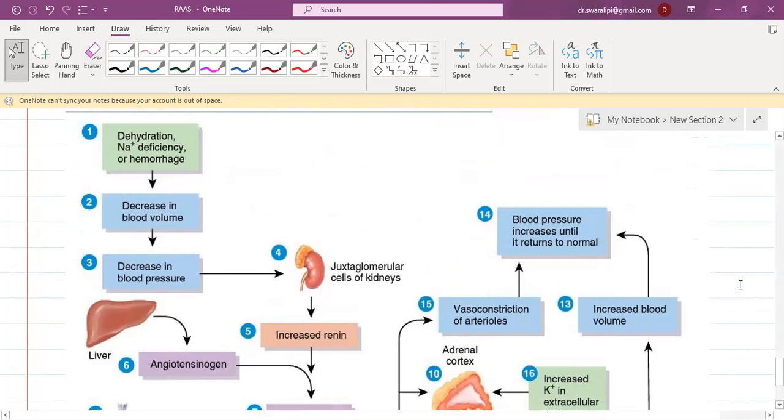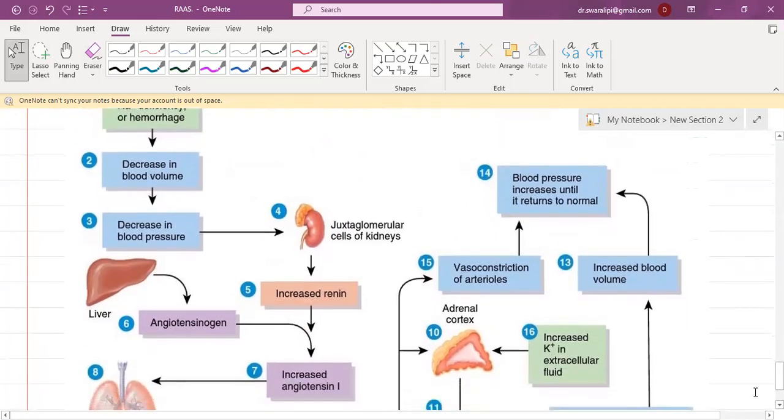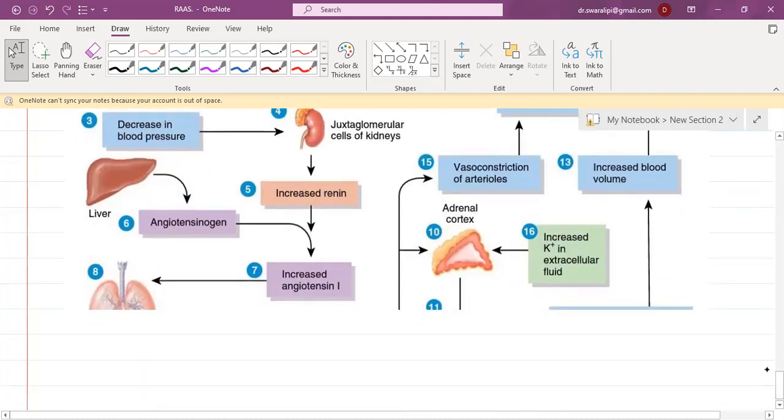Now this decreased blood pressure is perceived by the macula densa, which stimulates the juxtaglomerular cells of the kidney to secrete renin. This increased level of renin circulates in the blood, and when it passes through the liver, under the influence of the enzyme renin, angiotensinogen, a plasma protein secreted by the liver, is converted to angiotensin 1, whose level again increases in the blood and it is circulating.